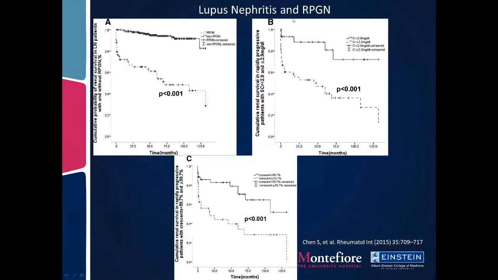What if patients with lupus nephritis also have RPGN? They just have a worse prognosis, just like patients with IgA nephropathy. So this is looking at renal survival. All three are looking at renal survival in patients with or without RPGN, if they have creatinine more than 2.9 versus less than 2.9, and if they have crescents more than 60% versus less than 60%. So all these three features, severe AKI, RPGN, and severity of crescents, are associated with poorer renal survival, a higher likelihood of reaching end-stage renal disease compared to those that don't have these features.